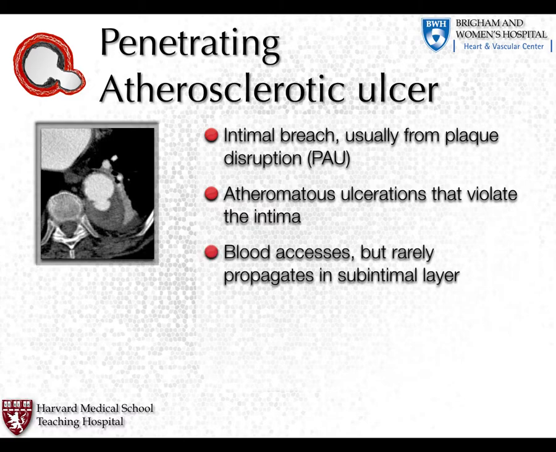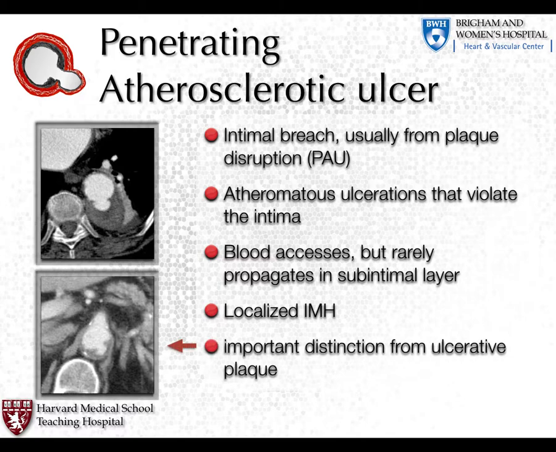So the ulcerations have violated the intima. Now you can erode into the vasa vasorum and then bleed locally, right? So that's why we see an association with localized IMH in these cases. The very important distinction here is to not call an ulcerative plaque a penetrating ulcer. And the reason is that penetrating ulcer can be an acute aortic syndrome, right? This can be a ruptured phenomenon.